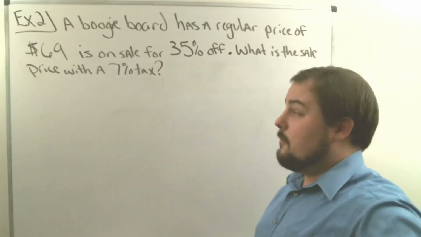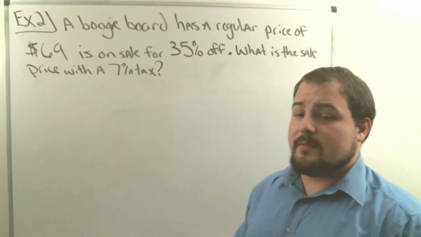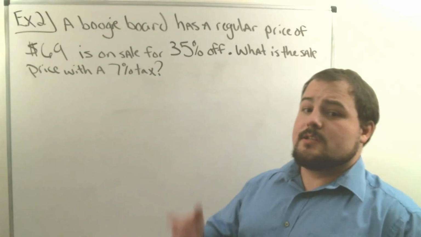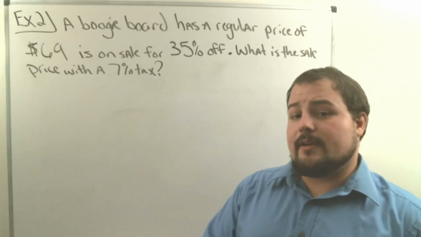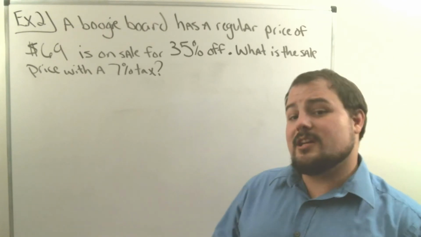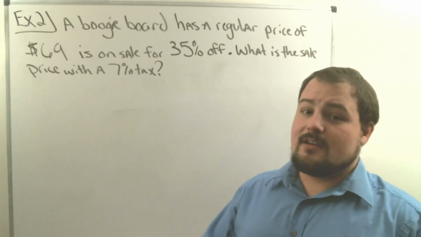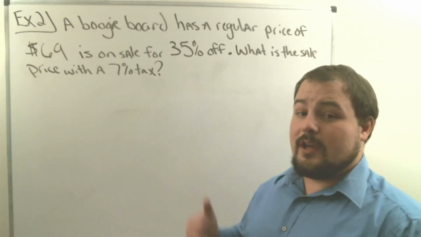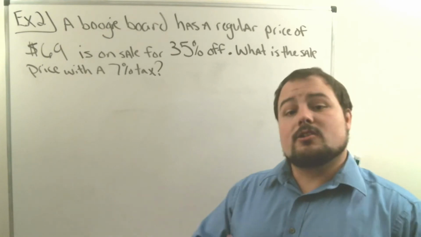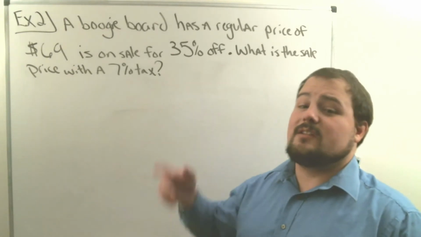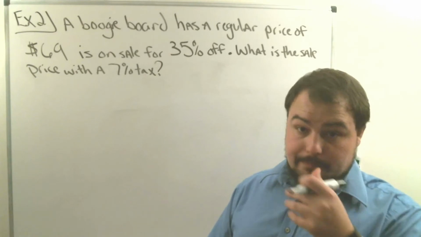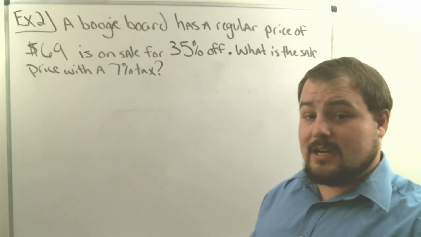In our final example, example number 2, we're going to be solving a problem that involves a boogie board. So it says a boogie board has a regular price of $69. It's on sale for 35% off. What is the sales price with a 7% tax? So before we actually do the tax, we have to figure out what the new price is. So we actually have to find our discount.